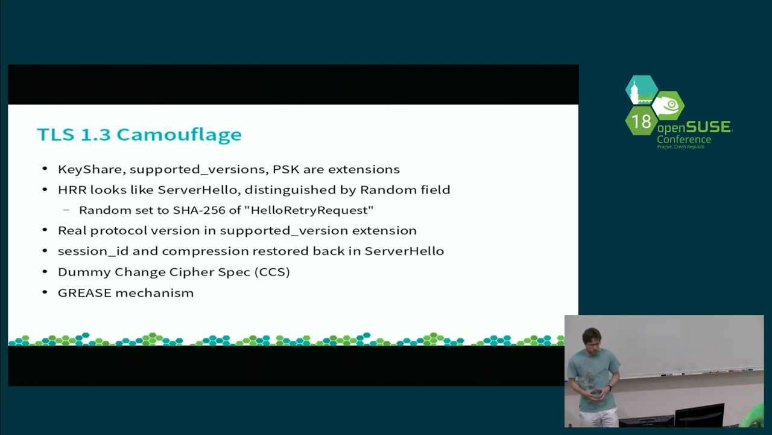The change cipher spec message, which was used in TLS 1.2 to signal that all the traffic from now on will be encrypted, was dropped in TLS 1.3, but implementations are allowed to actually use it for better compatibility with the older protocols. And there's something called GREASE, which is a mechanism to keep the servers more agile, so they get used to newer stuff seen in the protocol. There's a proposal which will add some random data to various fields in the protocol, to keep servers and implementations from ossifying.